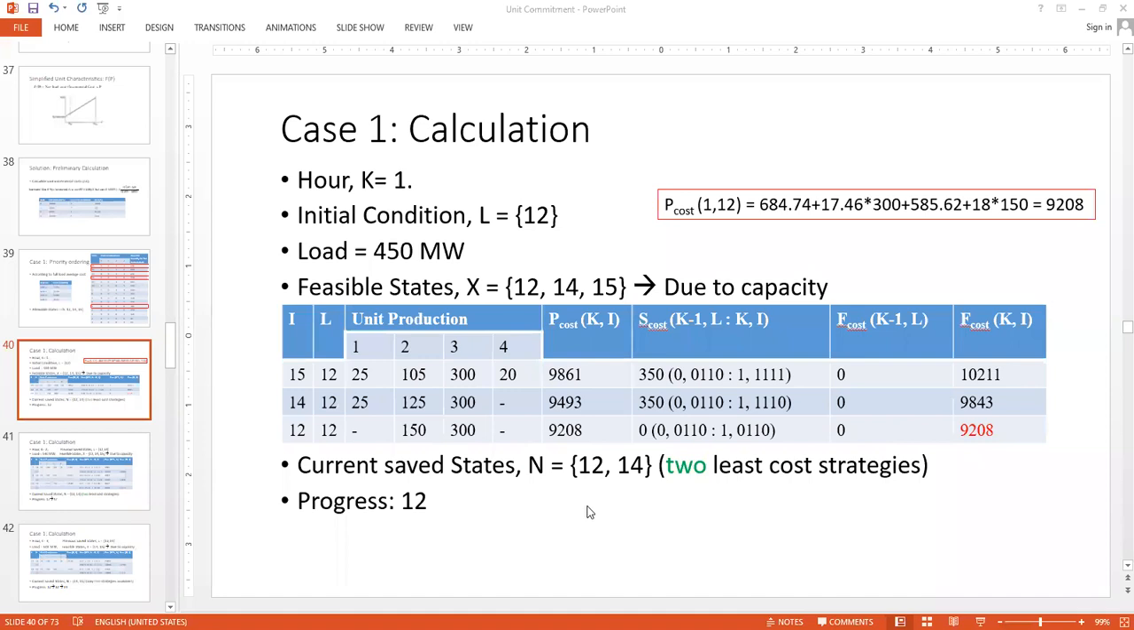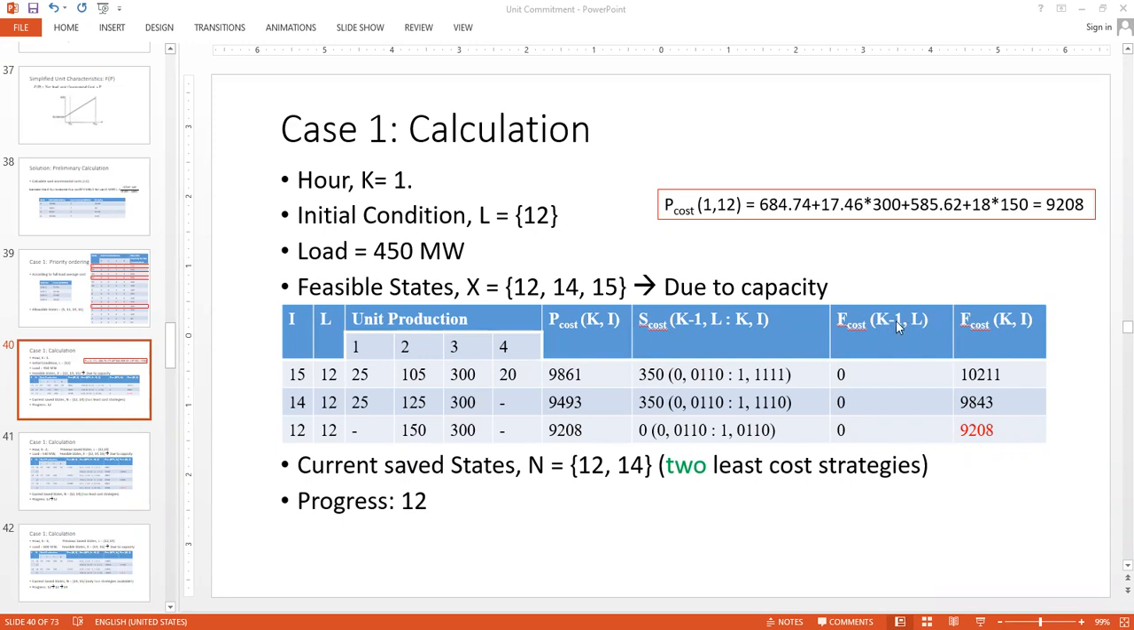So here you see it is also 350. So now what is the F cost? K minus 1L. K minus 1L means what is the minimum cost? Remember, F cost is the minimum cost or the least cost. This is K minus 1L.